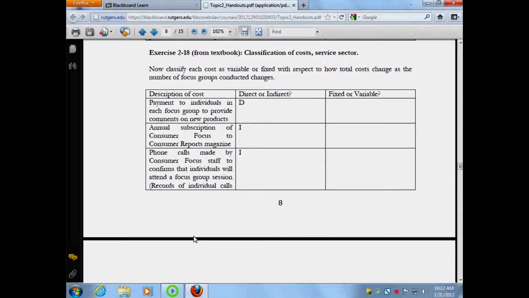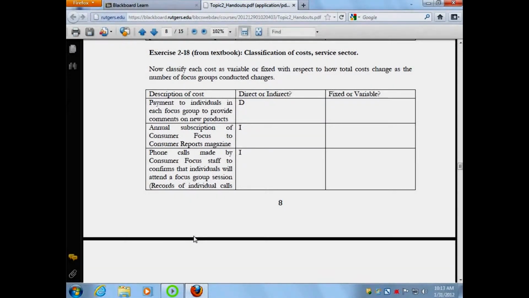Now, what the requirement is, think about whether the cost is fixed or variable with respect to how total costs change as the number of focus groups conducted changes. So what you want to ask yourself now is, the more focus groups I do, is this cost going to increase or is it going to stay constant? Okay? Payment to individuals in each group to provide comments on new products.